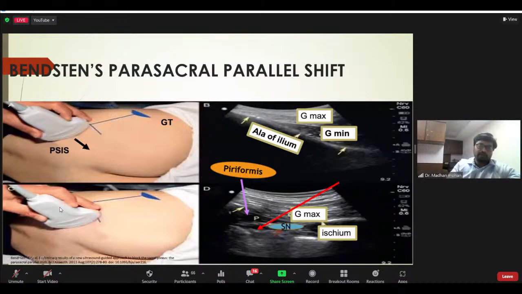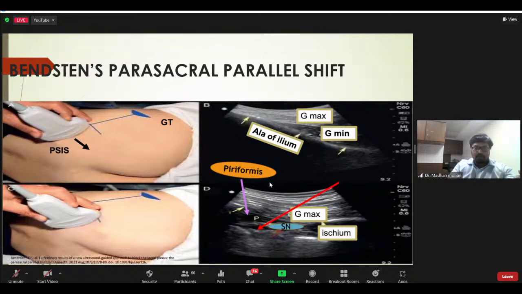Again, we need to identify the posterior superior iliac spine and the greater trochanter, and you put a line joining both. Okay, divide the line into two, and you take the medial half of the line. Okay, and you keep the probe between the PSIS and the medial half of the line, and start coming inferomedially towards the sacral hiatus. The moment you keep it, you will again get the straight line of the ilium.